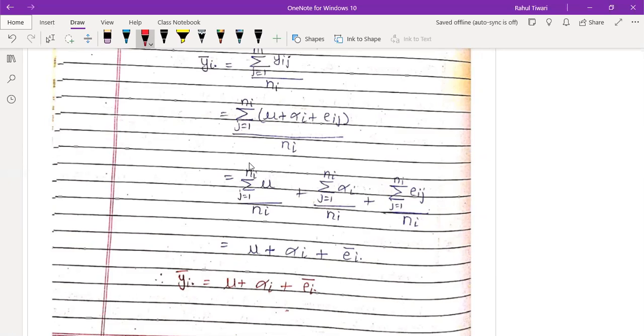Again, it is independent, so n_i and n_i get cancelled, leaving alpha_i. But what about this quantity? It is dependent on j, and when you take the summation over j, it becomes dot. So e bar i dot. And why is it a bar? Because you've divided by n_i. So y bar i dot is nothing but mu plus alpha_i plus e bar i dot.